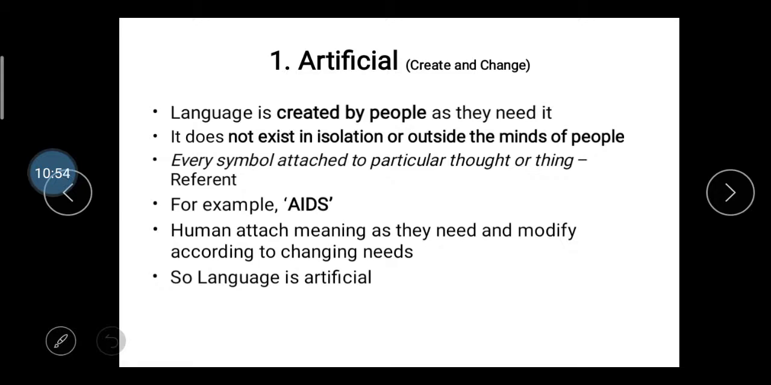Every symbol is attached to particular thoughts or things it refers to. For example, AIDS. Whenever people hear this word, they have some thoughts, some knowledge or some perceptions about it. Humans attach meaning as they need and modify it according to changing needs. According to the changes, they can interpret the words. So language is artificial: whenever people require it, they can make it and use it.